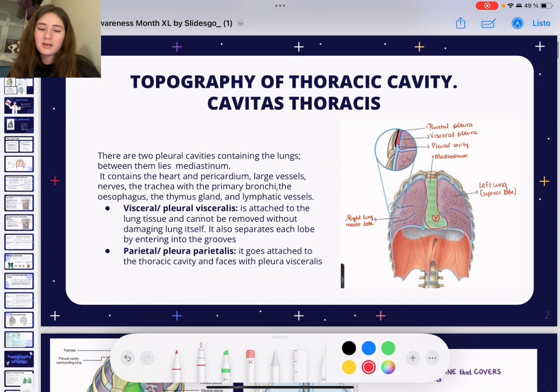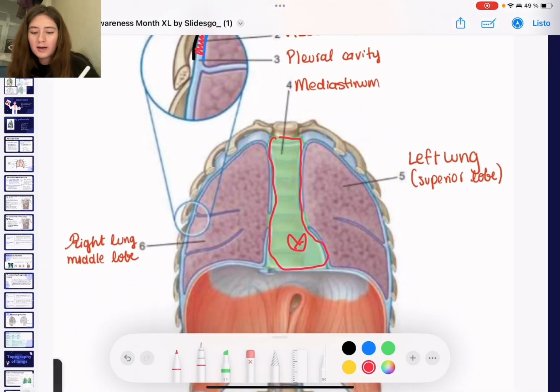Topography of the thoracic cavity, cavitas thoracis. There are two pleural cavities containing the lungs. Between them lies the mediastinum. The mediastinum is the part that contains the heart, the pericardium, large vessels, nerves, trachea, and primary bronchi, esophagus, thymus gland, and lymphatic vessels. So, all those structures are in this mediastinum.